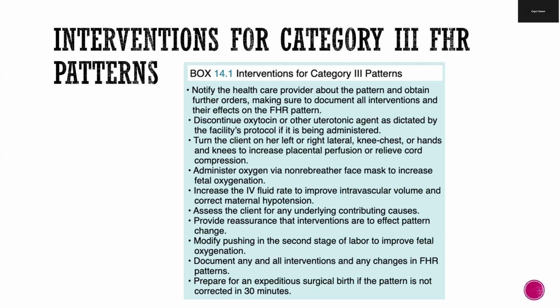Increase the IV fluid rate to improve intravascular volume and correct any maternal hypotension, like if it occurred because of an epidural that was recently placed. Assess the client for any underlying contributing causes. Provide reassurance that interventions are to affect pattern change for the fetus. If you are pushing, modify pushing in that second stage to improve fetal oxygenation. Document any and all interventions and any changes in fetal heart rate patterns. Prepare to expedite delivery via surgical birth if the pattern is not corrected in 30 minutes. Please remember that.